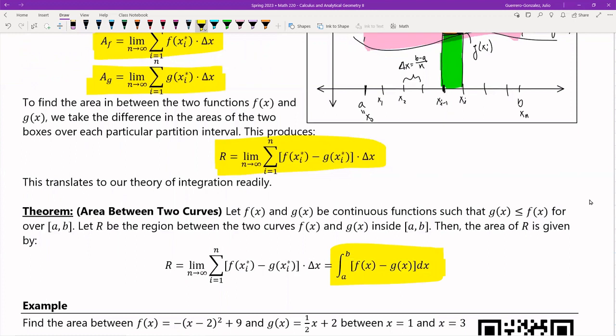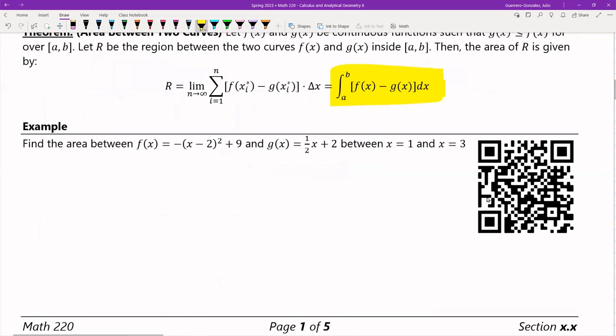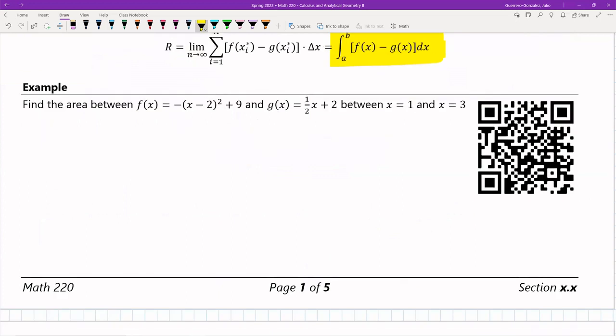The way that people usually remember it is there's a higher function and there's a lower function, right? Just find which one's the higher, which one's the lower, and you're off to the races, okay? So I want to go ahead and do an example for you all, okay?